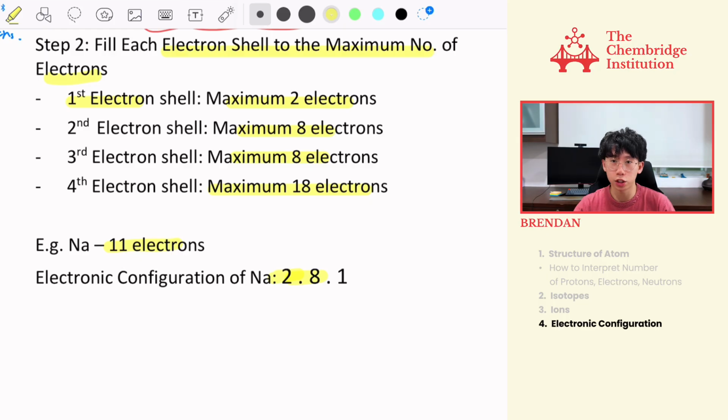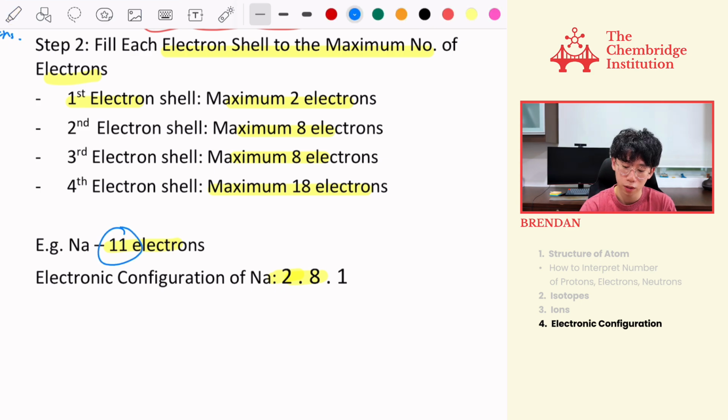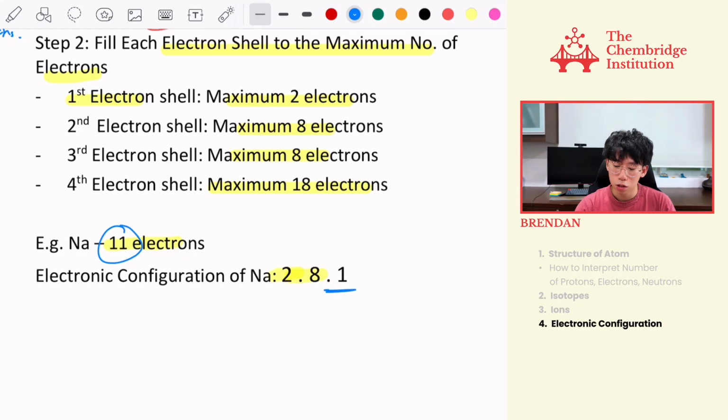Then you move on to the third shell. So what you've used up is 10 electrons so far, and you know that sodium has a total of 11 electrons. So with that, you only have 1 electron left, so that will go into the third shell. So this would be an electronic configuration of 2.8.1, or you can put commas in between the numbers, that works as well. So the significance of this 1 is that this atom actually has 1 electron in the outermost shell.